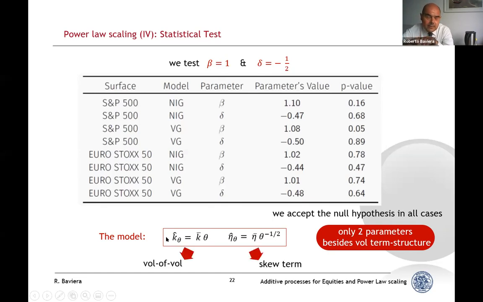And these two parameters are explained in the paper, and even in the paper you can find the proof of all theoretical results of this study. They have a clear interpretation. The first one is related to the vol of vol. Instead, the second one is a skewness parameter.